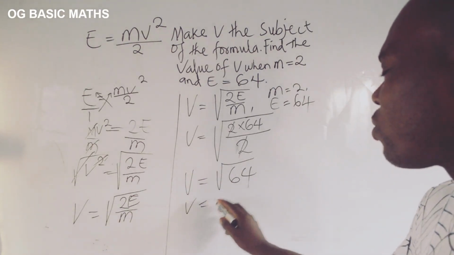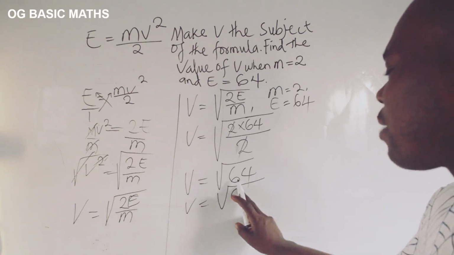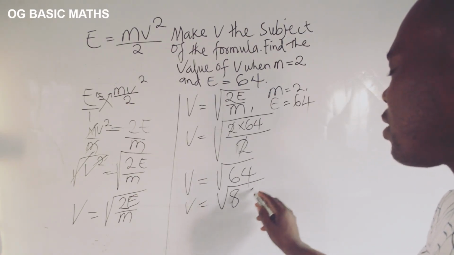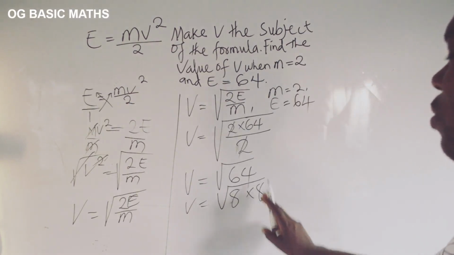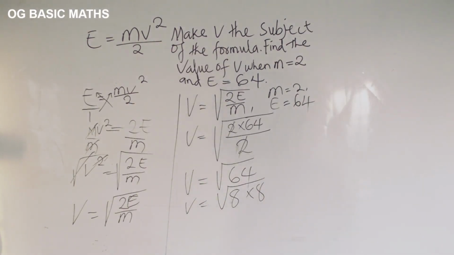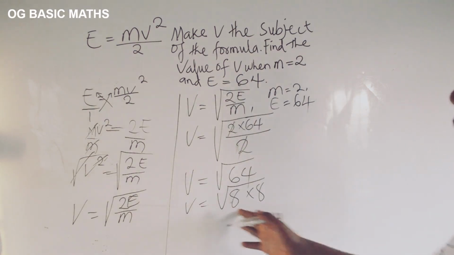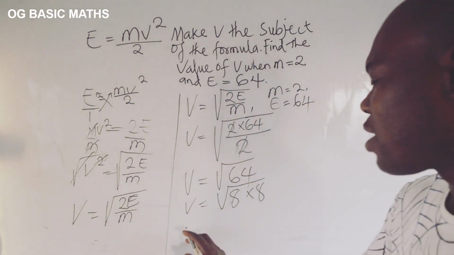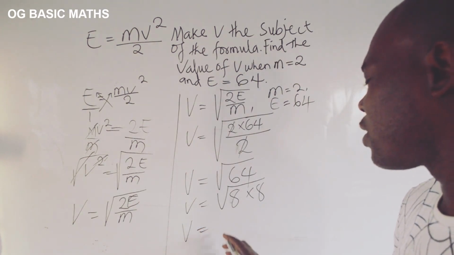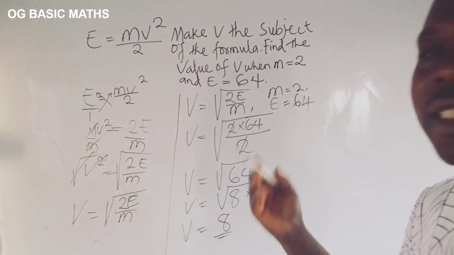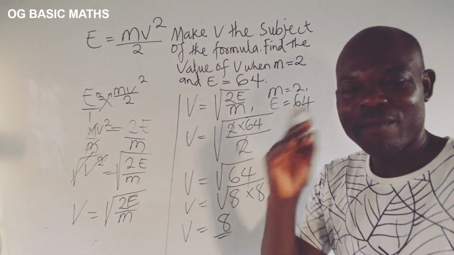So V equals the square root of 8 times 8. 8 times 8 will give you 64. And in square root, whenever a number comes 2 times, one becomes the answer. So the value of V is 8. And that is how it is simplified.